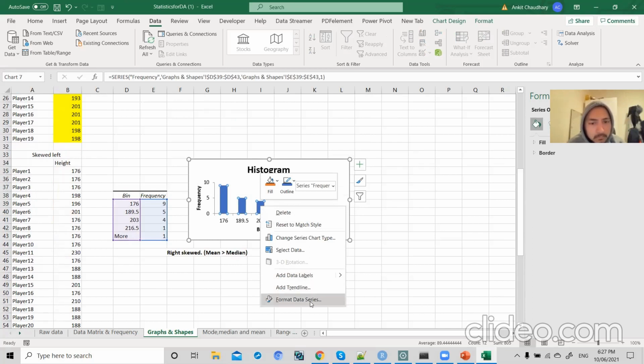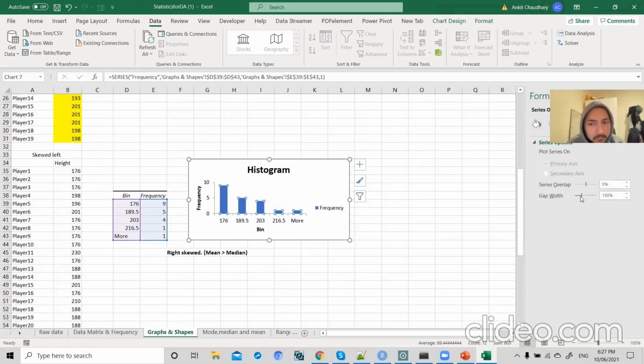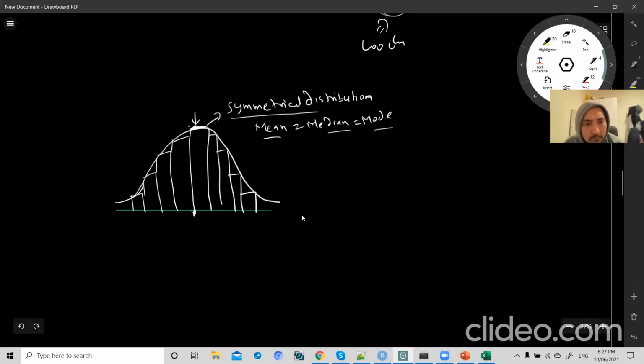Let me remove this gap. So here we can see the height is mostly concentrated, with the players ranging from 176 centimeters to 189, right? Because here is the highest point. So this histogram is something like this.